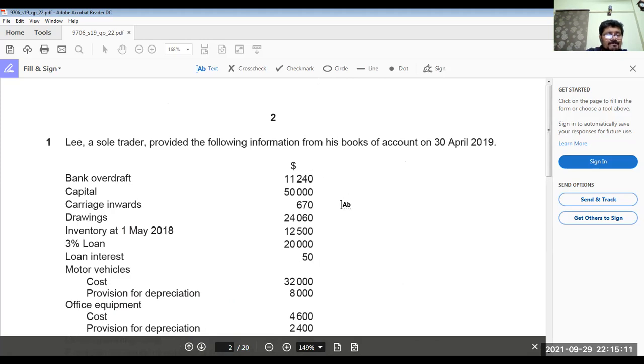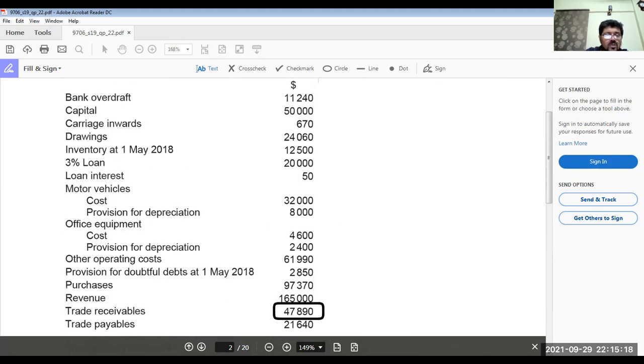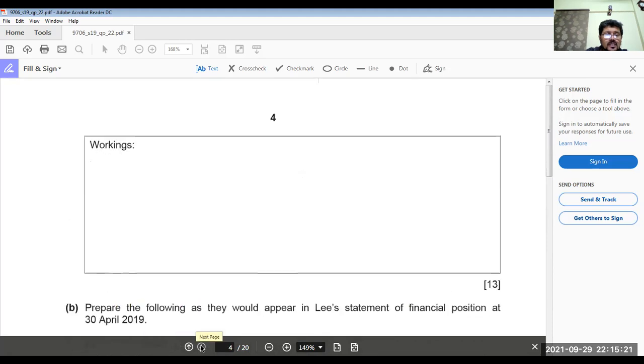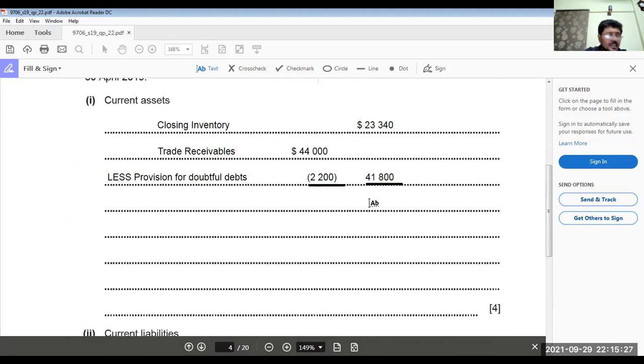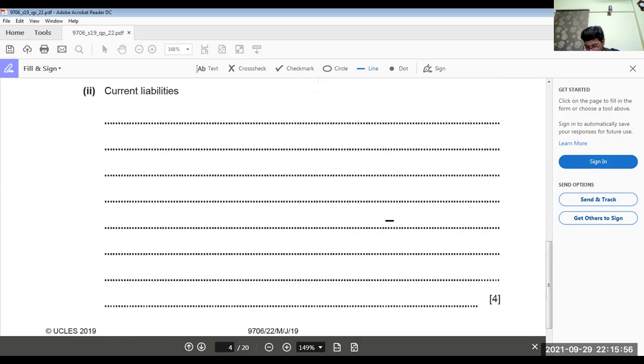Okay. Next is bank, which is a liability. I don't think so. Any other current asset in that? No. So what we have to do? We have to add here 63,140, which is your total current assets on 30th April 2019. Now come to current liabilities. Oh my God, current liabilities.